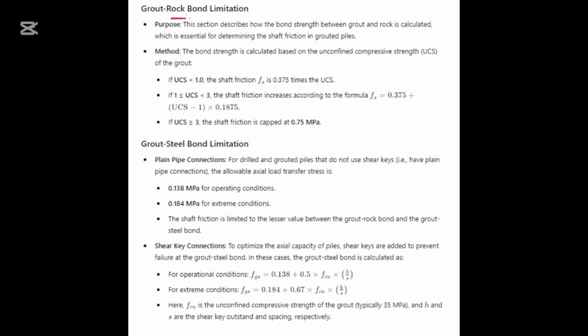Here we can see the grout rock bond limitation, grout steel bond limitation, and shear key connections. These are three important topics. The purpose: the grout rock bond limitation section describes how the bond strength between the grout and rock is calculated. Here, how the bond strength between the grout and steel is calculated for the grout steel bond, which is essential for determining the shaft friction in grouted piles. The bond strength is calculated based on the unconfined compressive strength.